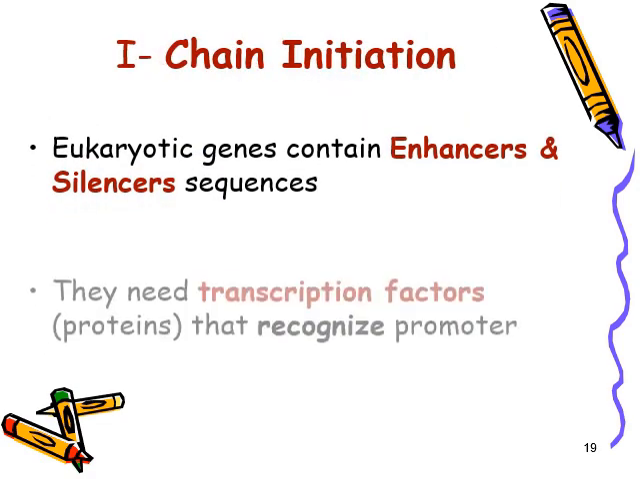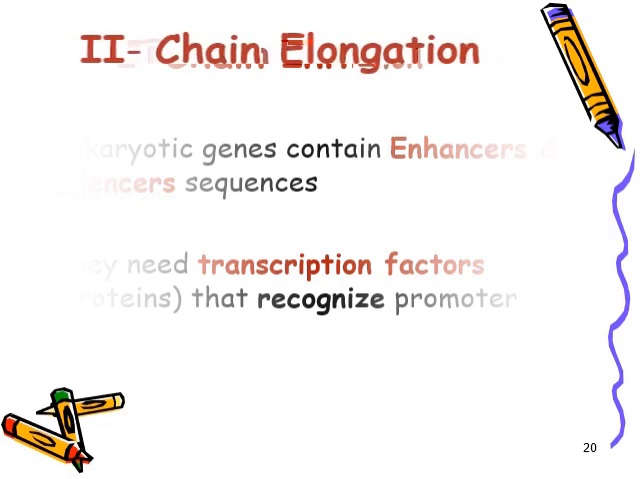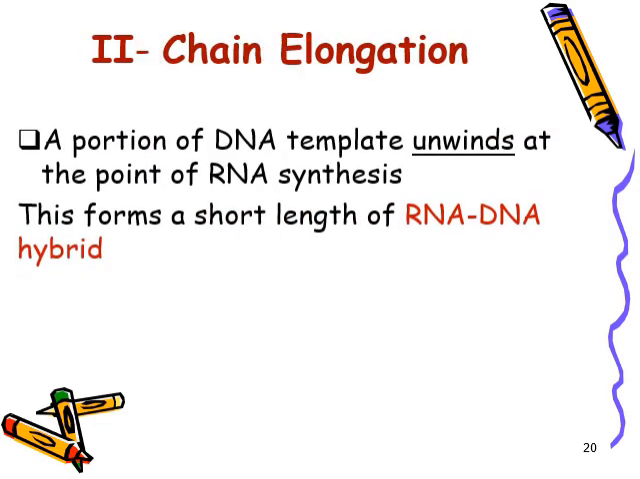Eukaryote genes contain specific sequences known as enhancer and silencer sequences. Also, they need transcription factors. These are proteins that help to recognize the promoter region. Chain elongation: a portion of the DNA template strand unwinds at the point of RNA synthesis.